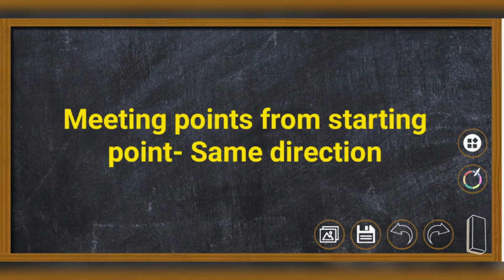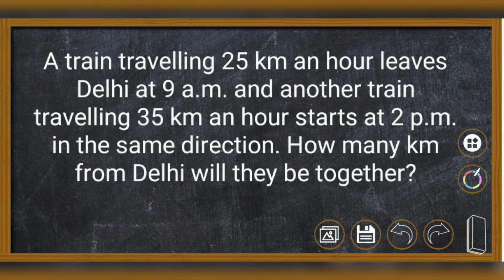Now moving on to the next topic, meeting points from the starting point when they are going in the same direction. So we have to find the meeting point. The question is, a train traveling 25 km an hour leaves Delhi at 9 a.m. and another train traveling 35 km an hour starts at 2 p.m. in the same direction. How many kilometers from Delhi will they be together?